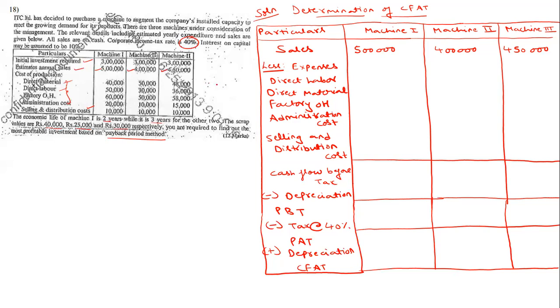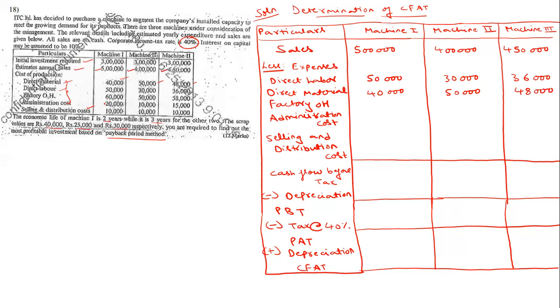For the direct material and the direct labor, the information is given here. For the direct labor, they have given 50,000. I'll be mentioning that 50,000 for the direct labor, and they have given 30,000 for machine 2, 36,000 for machine 3. And now if you look at the direct material, it is 40,000 for machine 1, 50,000 for machine 2, 48,000 for machine 3.